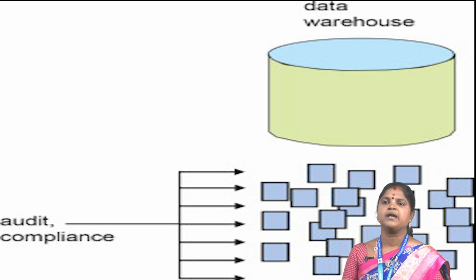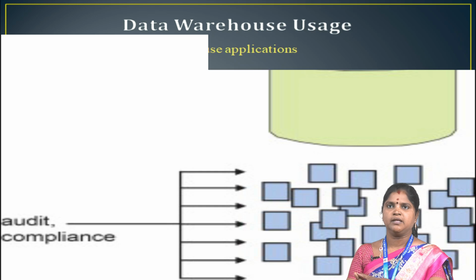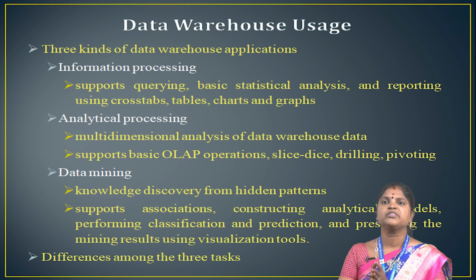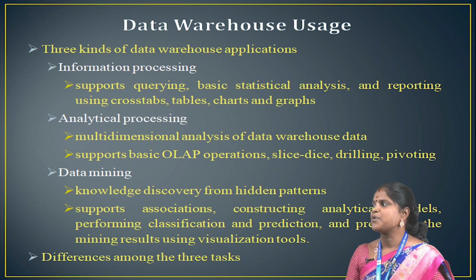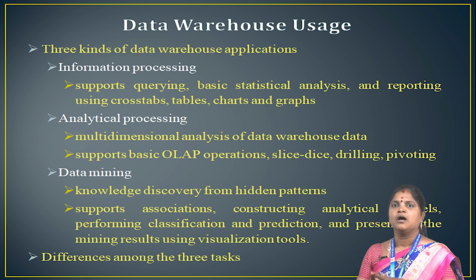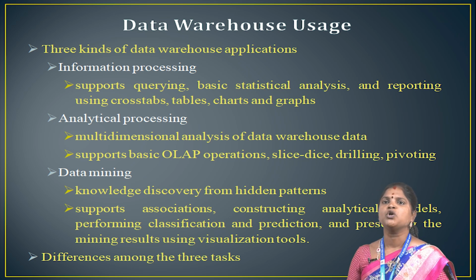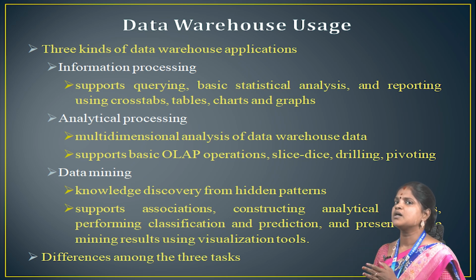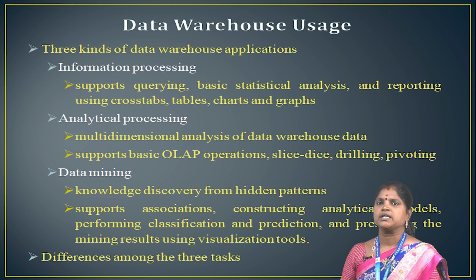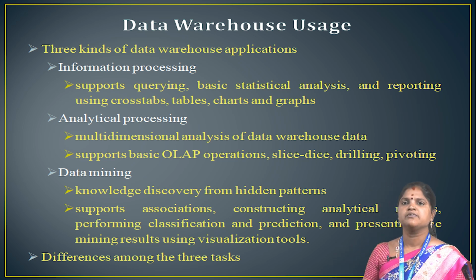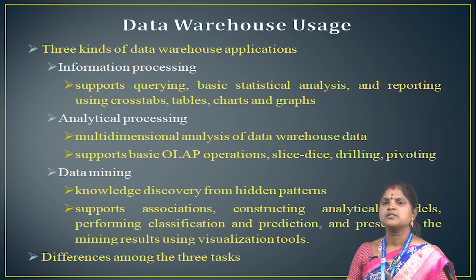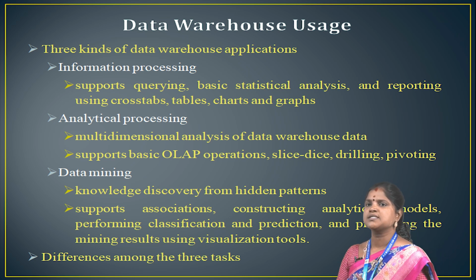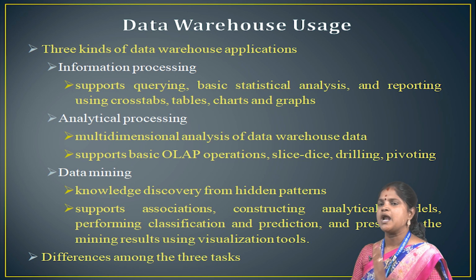The last topic is from data warehousing to data mining. Data warehouse usage: there are three kinds of data warehouse applications: information processing, analytical processing and data mining. First, information processing supports querying, basic statistical analysis, and reporting using crosstabs, tables, charts and graphs. Analytical processing is multi-dimensional analysis of data warehouse data. It supports basic OLAP operations: slice, dice, drilling and pivoting.